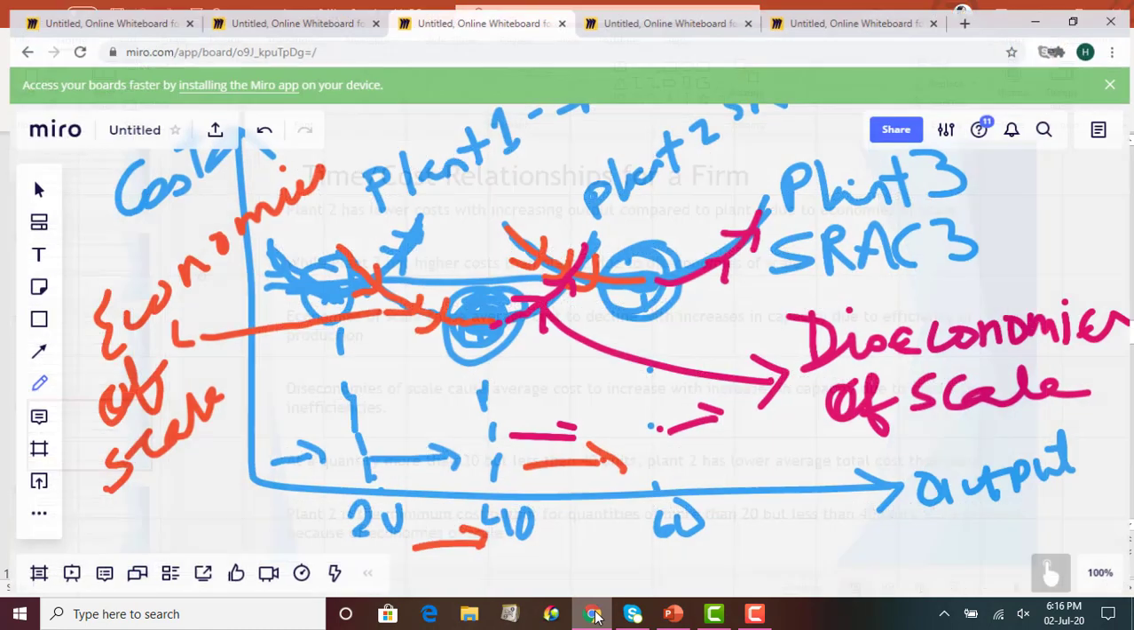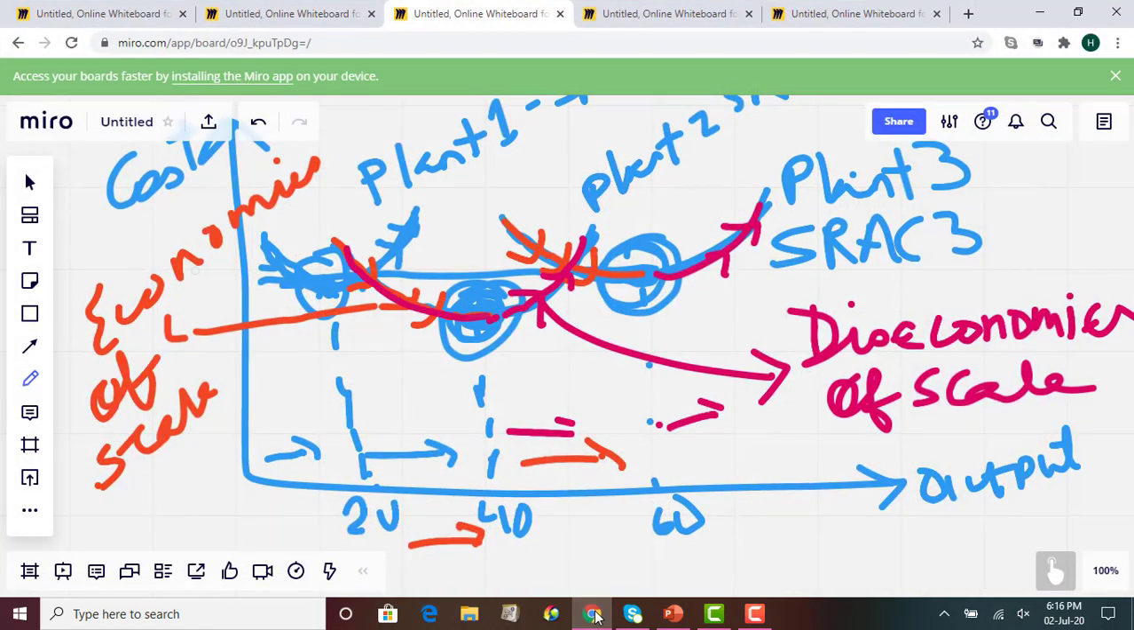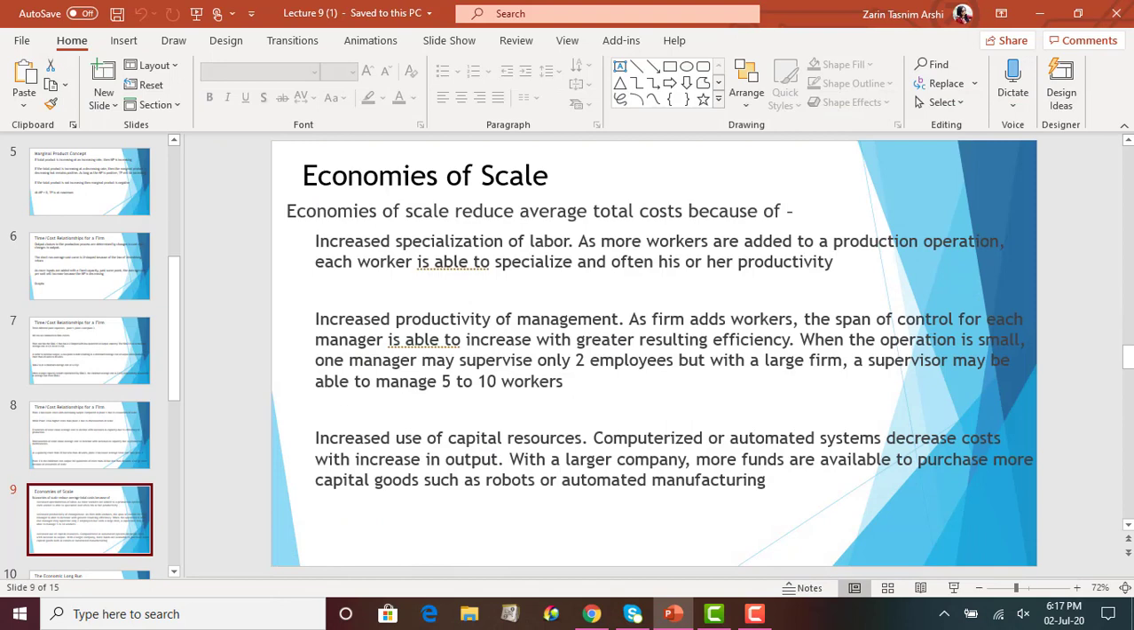So out of the three, the most efficient we would say is this SRAC2, the short run average cost curve for plant 2, because this has the minimum average cost. This is the minimum average cost, whereas in plant 3 we can produce definitely more output, but the minimum cost is actually much higher compared to plant 2.